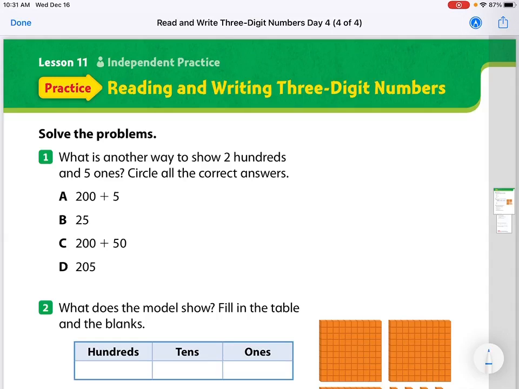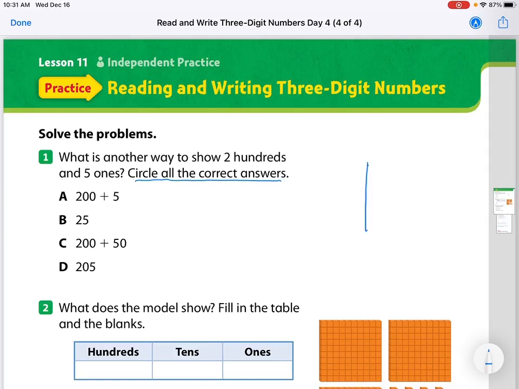We're on page 102. We're going to be reading problem number 1, and we're going to try to solve these problems. All right, here we go. What is another way to show 2 hundreds and 5 ones? Circle all the correct answers. All right, now here's a little hint. Circle all the correct answers tells us that we're going to have more than one correct answer on this one.